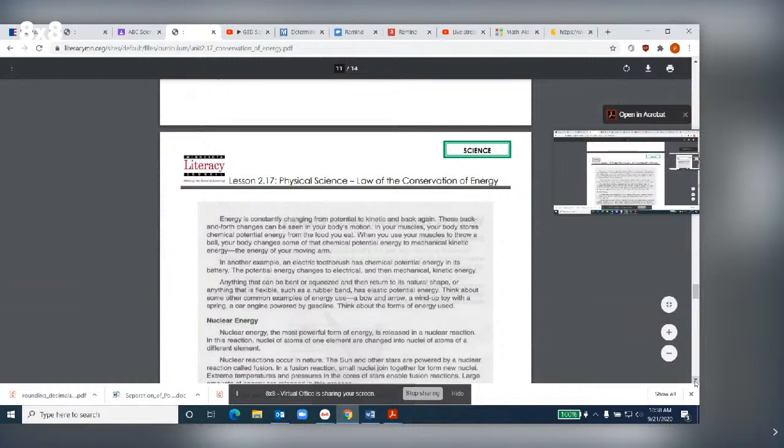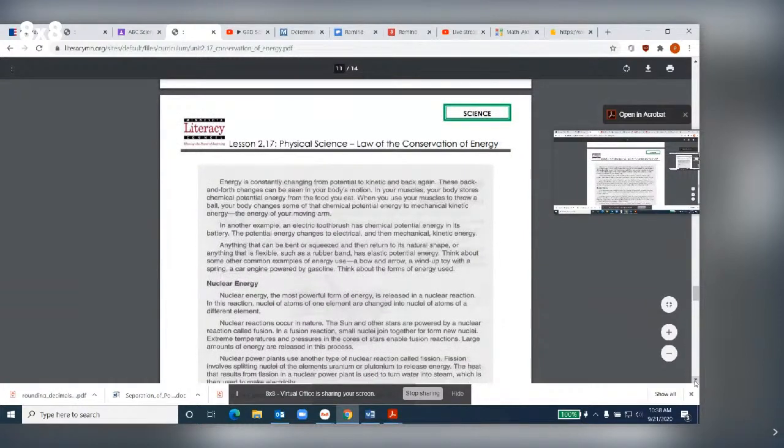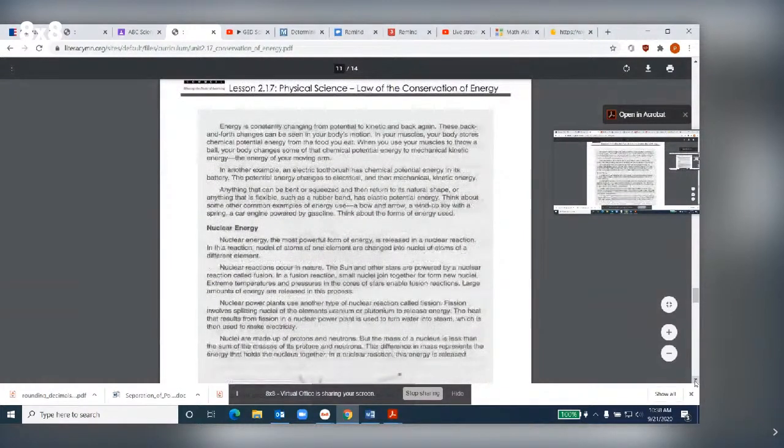Now we get to nuclear energy. It says nuclear energy is the most powerful form of energy. It is released in a nuclear reaction. In this reaction, nuclei of atoms of one element are changed to nuclei of atoms of a different element. Nuclear reactions occur in nature. The sun and other stars are powered by a nuclear reaction called fusion. In a fusion reaction, small nuclei join together to form a new nucleus. Extreme temperatures and pressures in the core of stars enable fusion reactions. Large amounts of energy are released in this process.